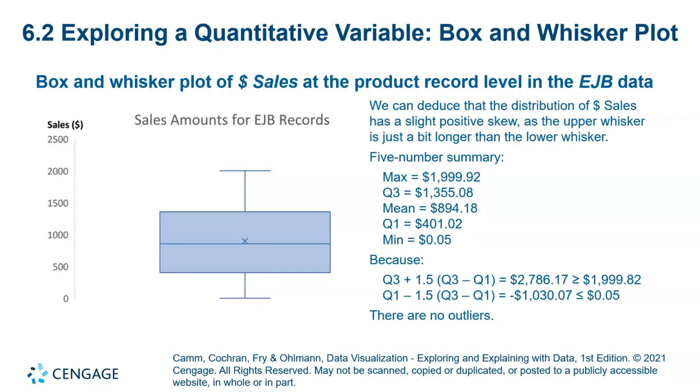This is an example of a box whisker plot. We have two whiskers. The lower whisker is smaller, and the upper whisker is larger. It means that the data is positively skewed. This is called positive skew. In the box whisker, we have five most important things: the maximum value, minimum value, quartile 1, quartile 3, and the mean value. These are the five most important elements of the box whisker chart.